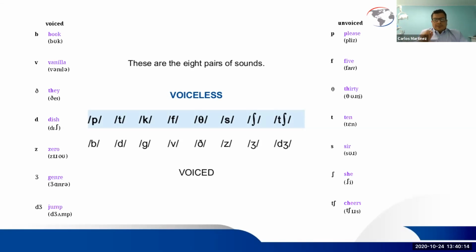But just remember, if you can master these 16 sounds, you will be able to master 16 of the 24. That's more than a lot. Now the other 8 that are missing are all voiced except for the sound of H. Okay, that's the only unvoiced. But they don't have any pair. Okay, they have their individual sounds.